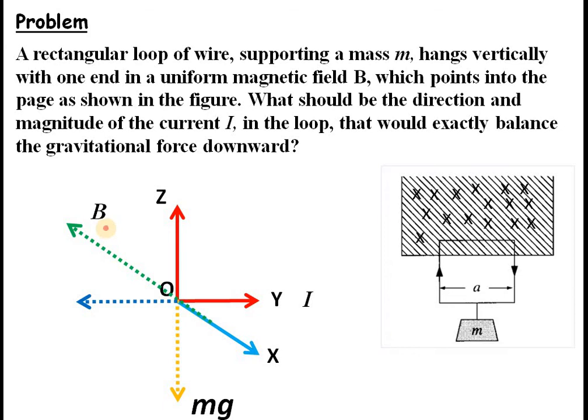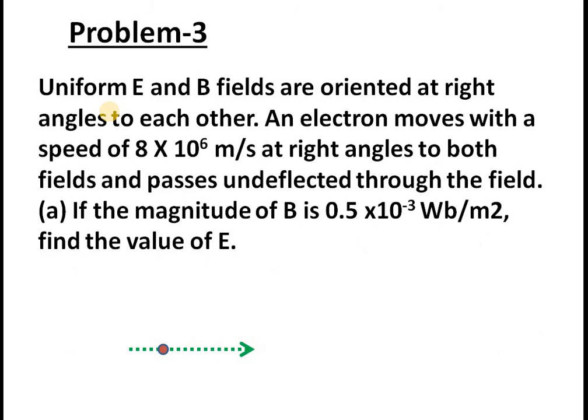So there is another question, the third question. A uniform electric and magnetic field are oriented at right angles to each other in a region. An electron moves with a speed of 8 times 10 raised to 6 meters per second at right angles to both fields and passes undeflected through the fields. If the magnitude of B is 0.5 times 10 raised to minus 3 Weber per meter squared, find the value of E.